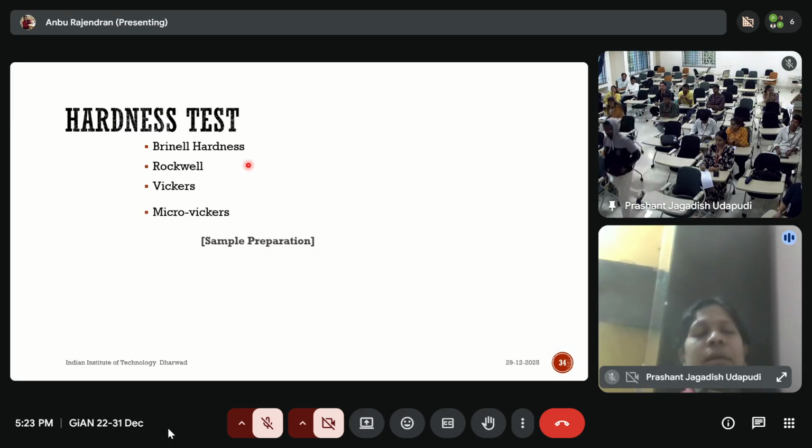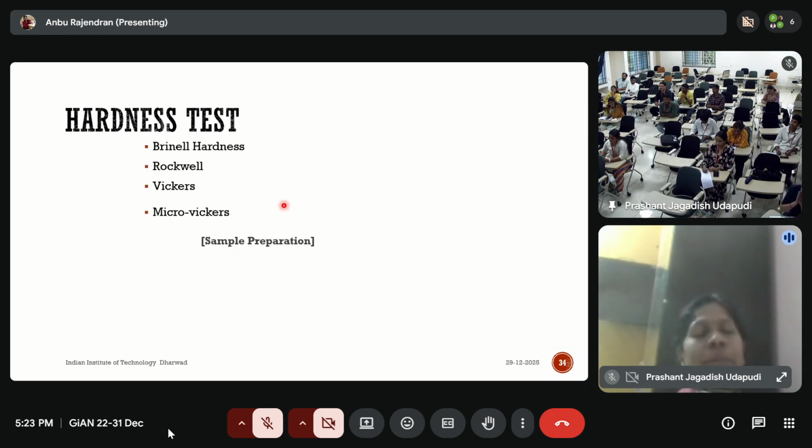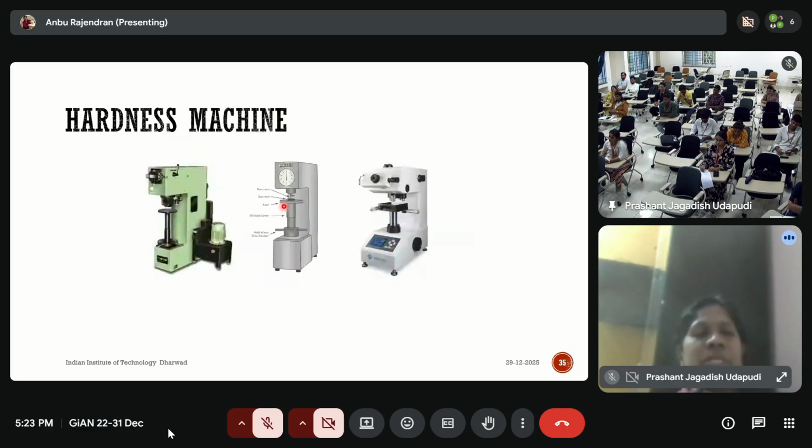So for accuracy, whatever the features present, you have to go for the analysis under a microscope. An optical microscope would be sufficient. See the features, see the details, then you fix or pick the suitable hardness method for measuring the hardness. So these are the typical machines you might have seen.